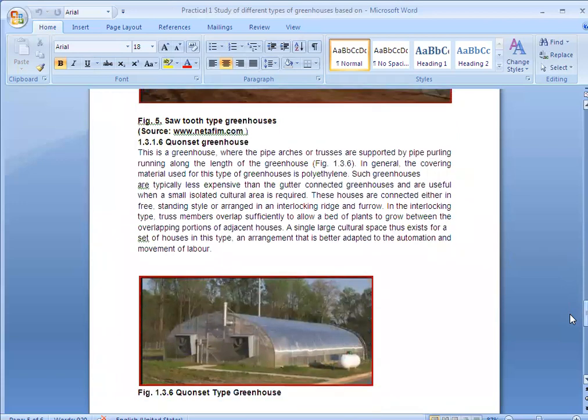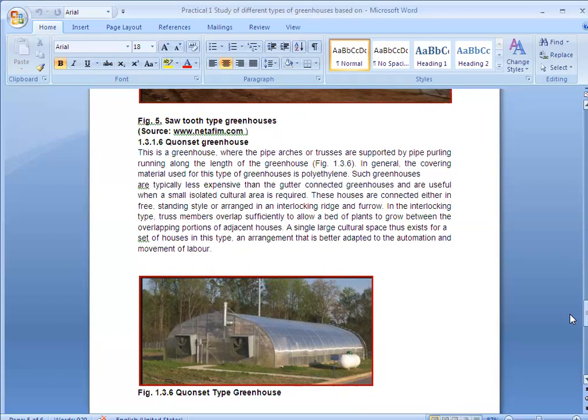This is a greenhouse where the pipe arches and trusses are supported by pipe purlins running along the length of the greenhouse. In general, the covering material used for this type of greenhouse is polyethylene. Quonset greenhouses are typically less expensive than gutter connected greenhouses and are useful when a small isolated cultural area is required.